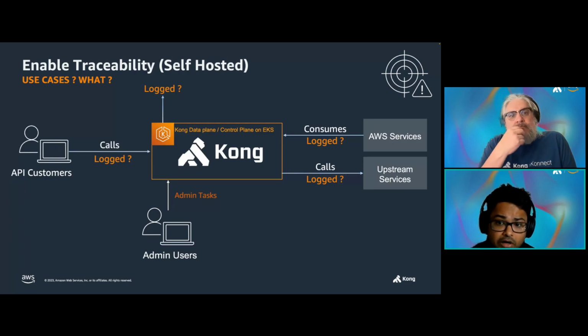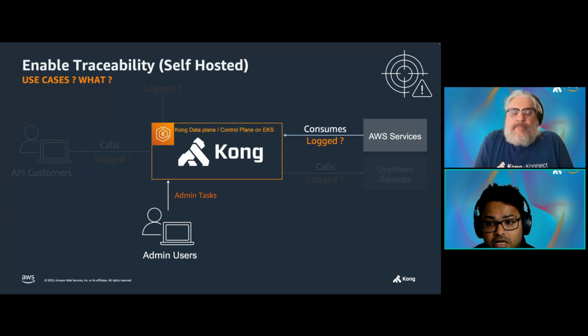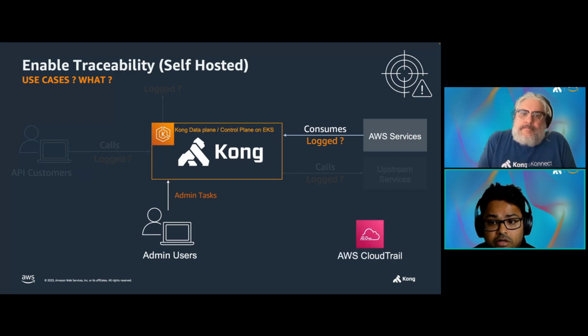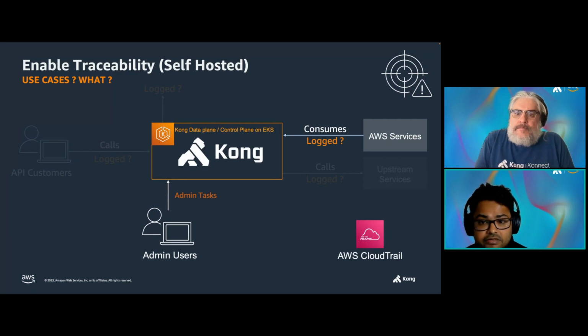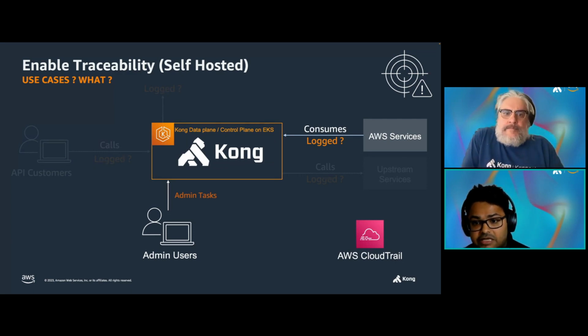Now, for logging the actions that a Kong pod may be taking to call AWS services by assuming an IAM role for service account, enable AWS CloudTrail in that account. Examples of such calls include a Kong pod calling AWS Secrets Manager to retrieve RDS credentials, license keys, or even API keys for each consumer.